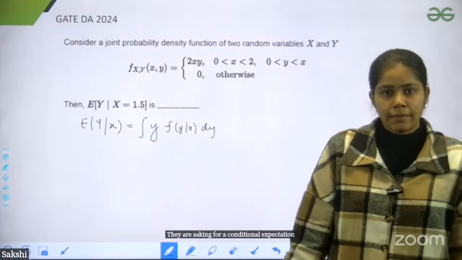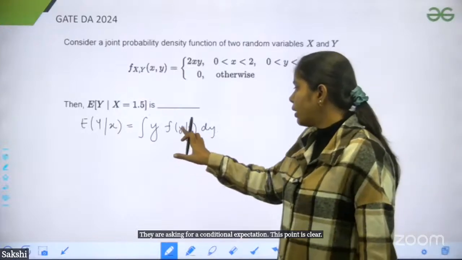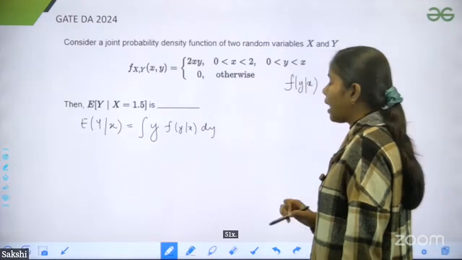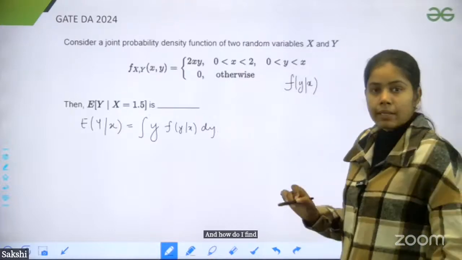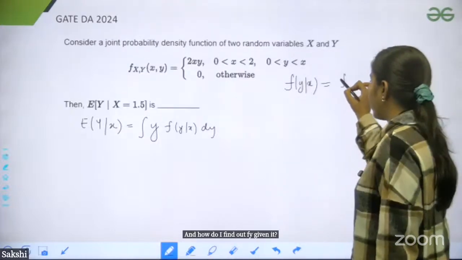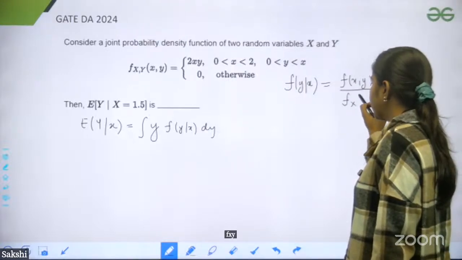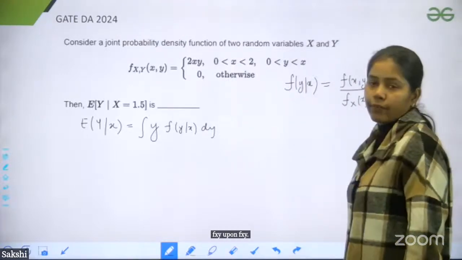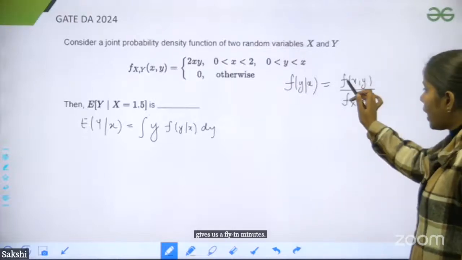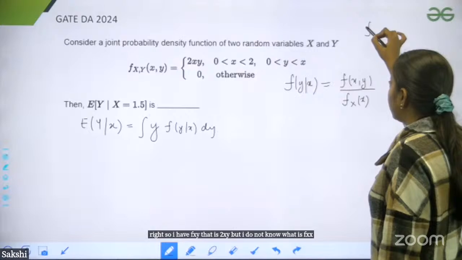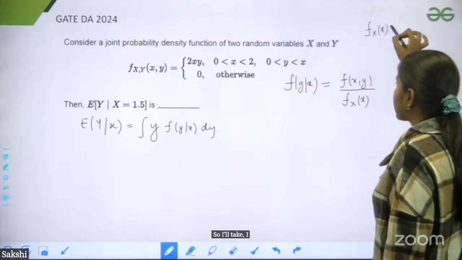This point is clear. But the first thing I want to know here is what is f(y given x), and how do I find it? We have the formula f(x,y) upon f(x) gives us f(y given x). I have f(x,y), that is 2xy, but I do not know what f(x) is, so I have to find f(x).